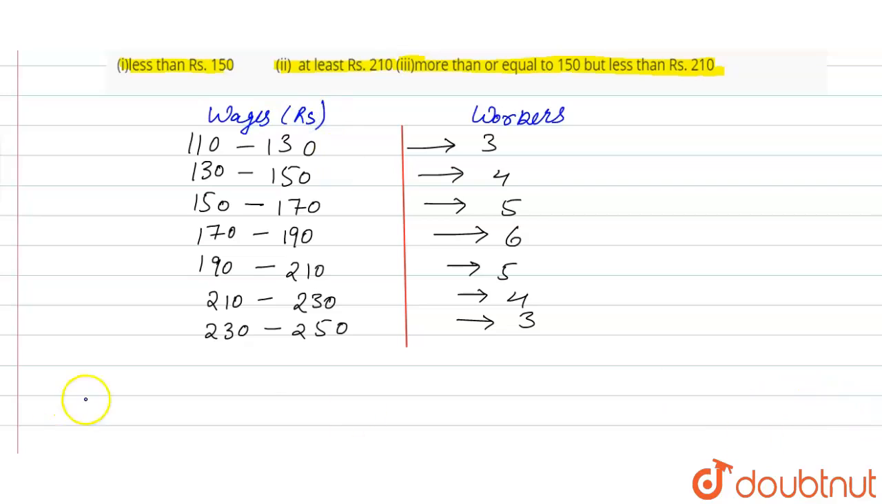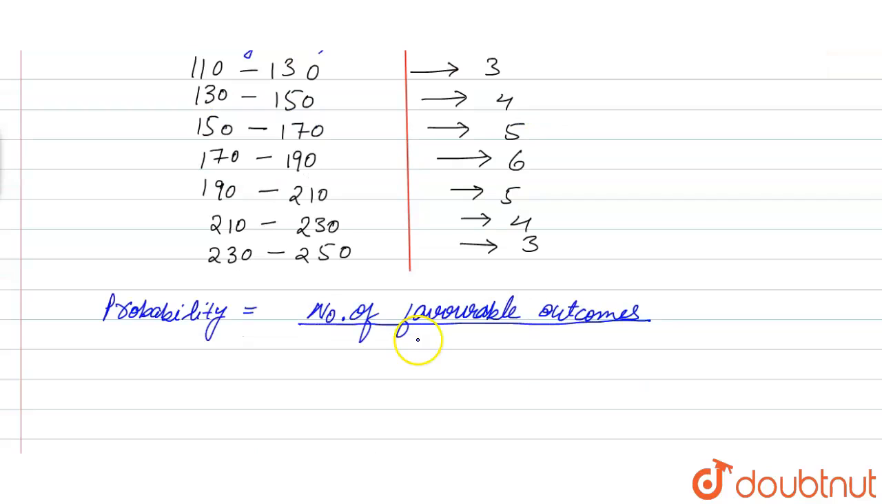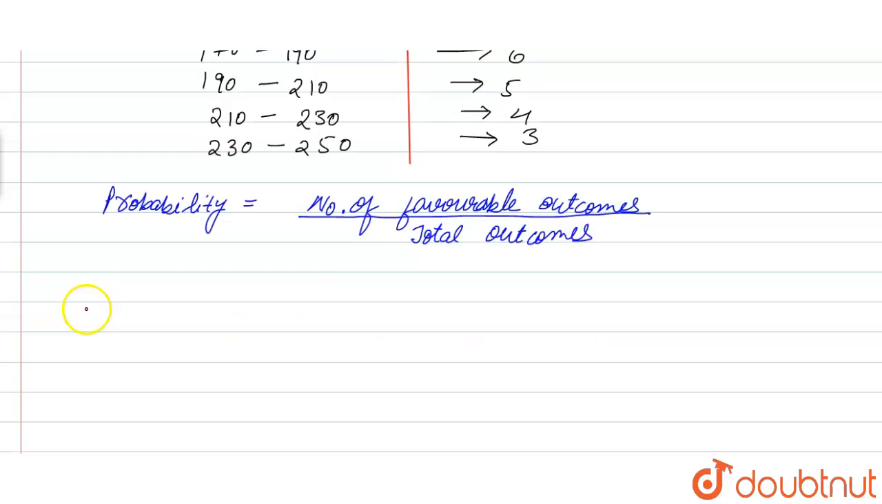So we have to find the probability. Probability is equal to the number of favorable outcomes upon total outcomes. We have a total of 30 workers, so the total outcomes will be 30.